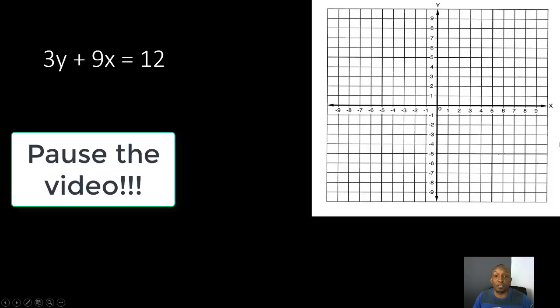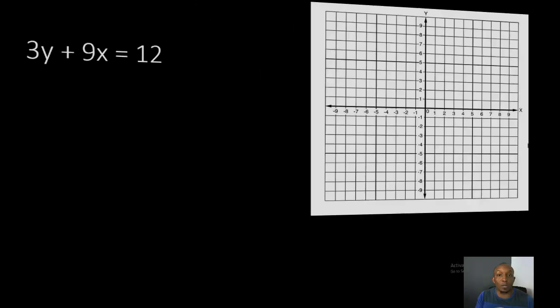Take about a minute to put the following equation in slope-intercept form. And I'll come around and check back in with you after that minute is up. So go ahead and pause the video now. So welcome back, ladies and gentlemen.